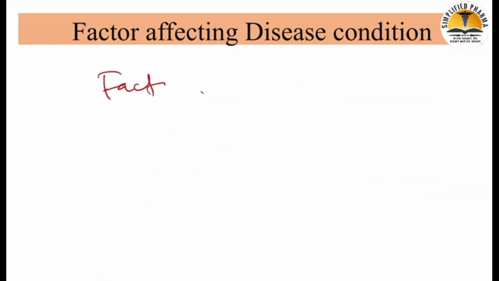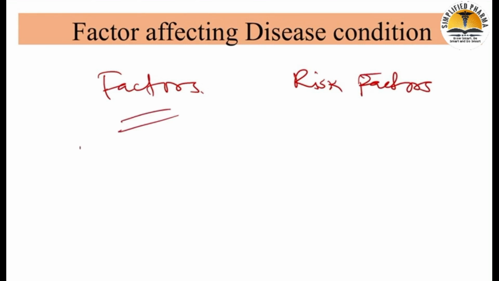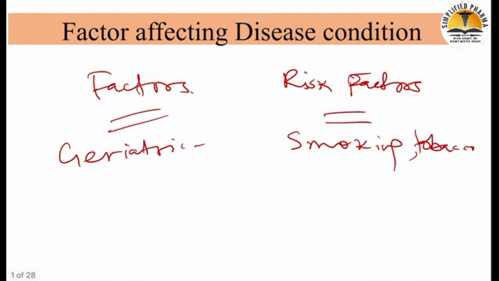We should also know the difference between factors and risk factors. Factors are things that help to produce or influence the disease condition, like being geriatric. Geriatric people are more prone to COVID-19 viruses, as we saw last year. And a risk factor is something that can increase an individual's chances of developing a disease, like smoking, tobacco, etc. Right?